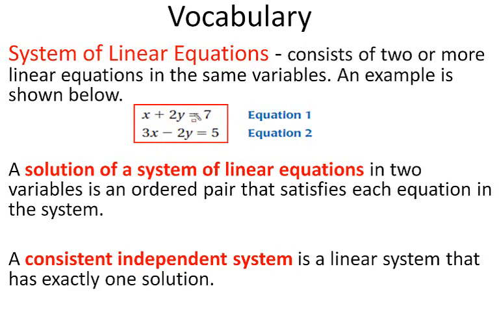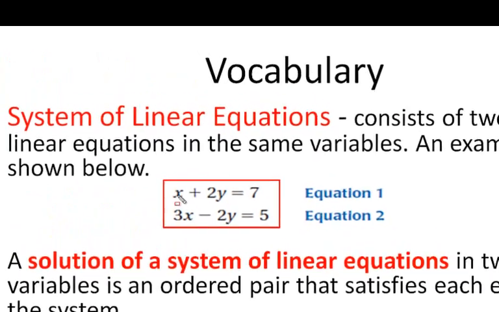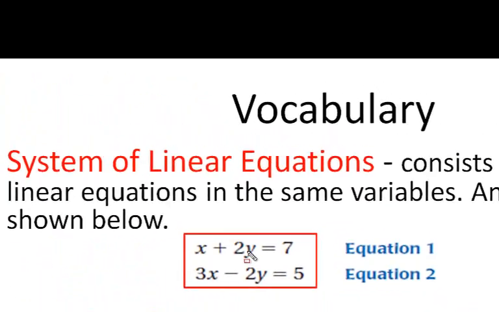So we do have two or more equations, and they are in the same variable. What that means is they both use the same variables. This first equation uses x and y as the variables, and the second equation also uses x and y as the variables. So they're in the same variable, and we have two or more. So this is a system of linear equations.